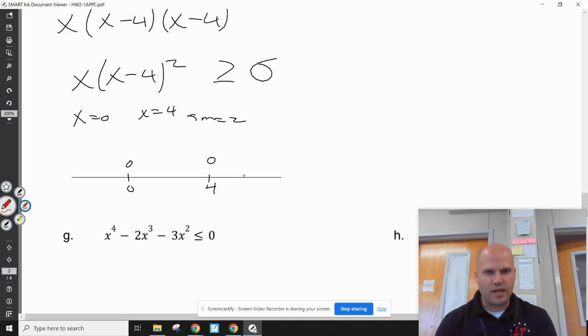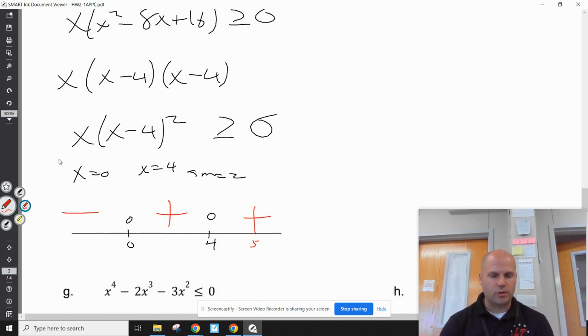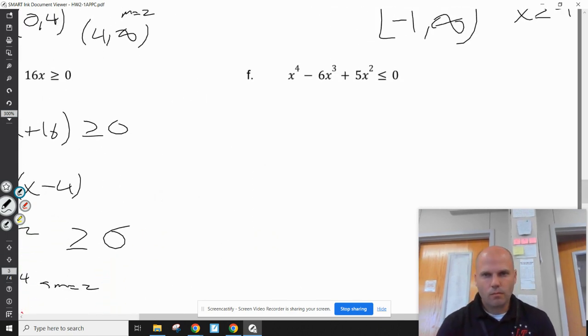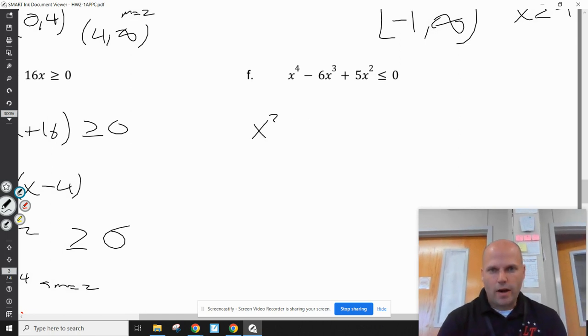Use a test point like 5. I get positives. Don't change signs. Yes, change signs. When we are greater than or equal to 0, same deal. Greater than or equal to 0, or from 0 to infinity. I got x squared.